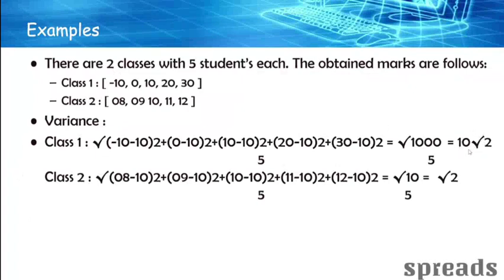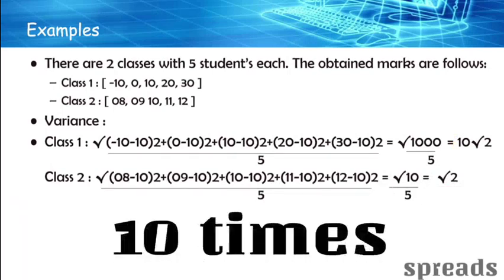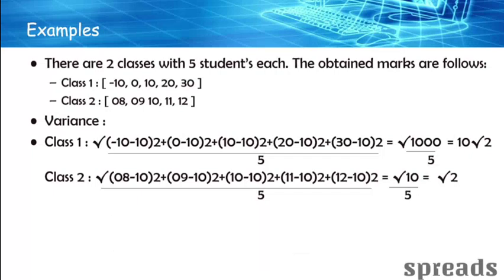So ultimately, taking the root of it, here it is 10 root 2 and here it is root 2. So now we can tell the standard deviation of class 2 is 10 times smaller than class 1. So in class 2 there is more consistency of understanding between the students with respect to any topic. That is not much deviated, whereas class 1 is widely deviated.